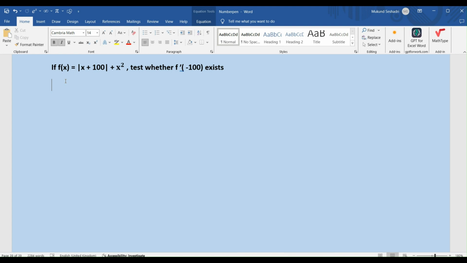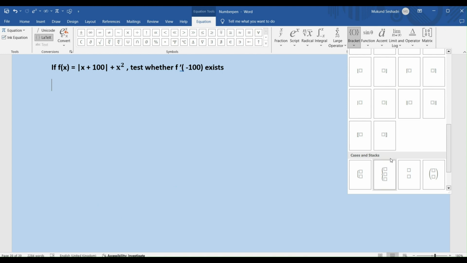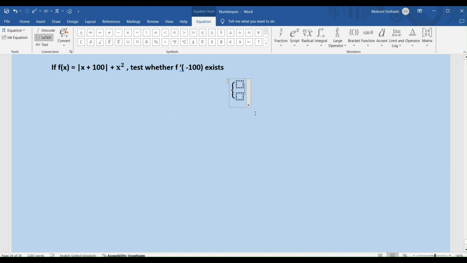And if f dash exists, then our right hand derivative and our left hand derivative will be equal, right? So before we establish our right hand and left hand derivatives, we have some work to do because it has a mod function. A part of f of x is a mod function, which is mod of x plus 100. So, let's rewrite the equation. We know the definition of mod function. So, let's write the function accordingly.